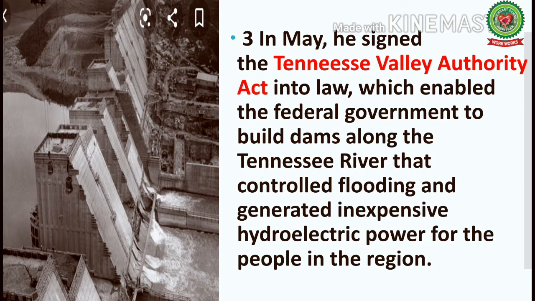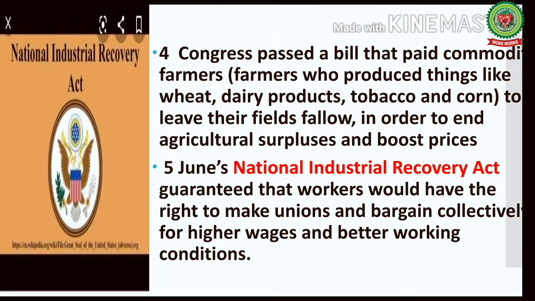The next step was, in May, he signed the Tennessee Valley Authority Act into law, which enabled the federal government to build dams along the Tennessee River that controlled flooding and generated inexpensive hydroelectric power for people in the region. The main motive of the act was to give employment to the local people and make electricity cheaper so that people don't have to pay more for it. Construction of dams means that the local people have to be involved, which would provide them employment.